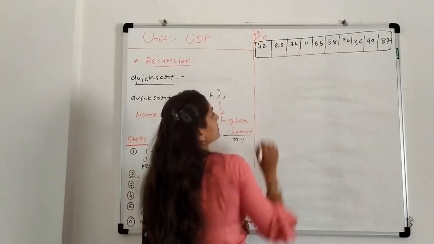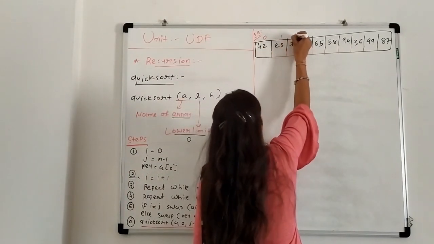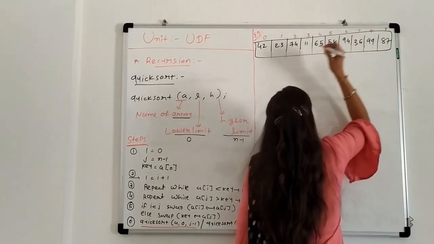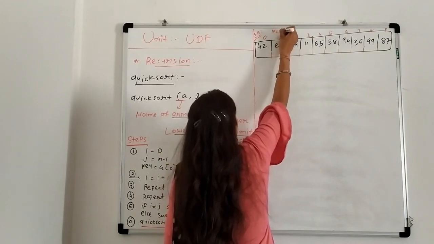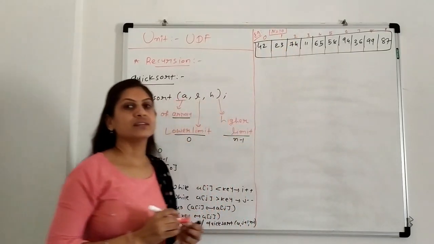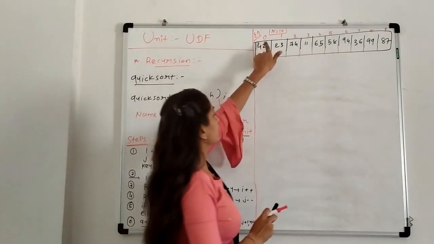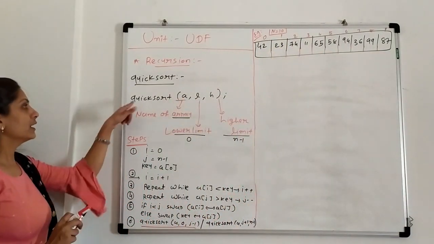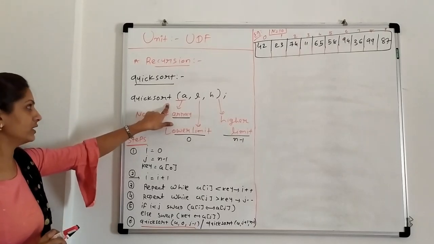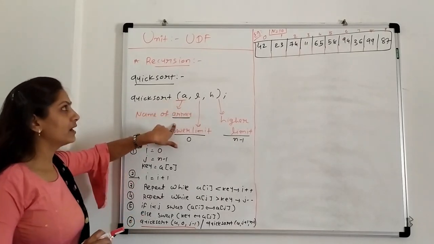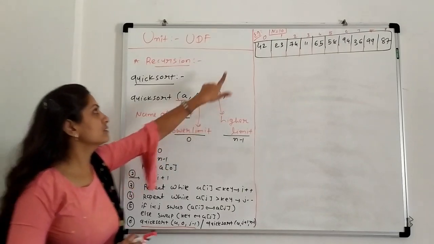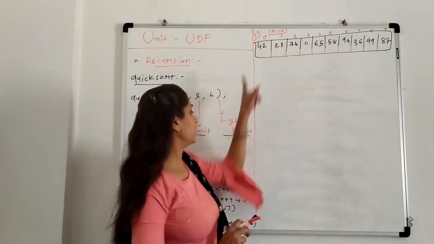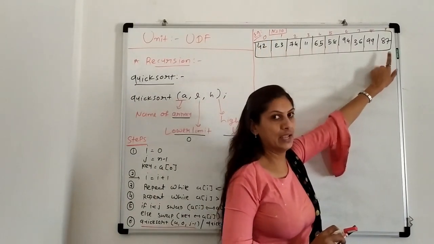The array index always starts with 0, so 0, 1, 2, 3, 4, 5, 6, 7, 8 and 9. Total n equals how many? 10. The number of elements in the array is 10, so the index goes from 0 up to 9. Here we start the quicksort algorithm. The lower limit is always 0 and the upper limit is always n minus 1. n is 10, so the upper limit is 9.